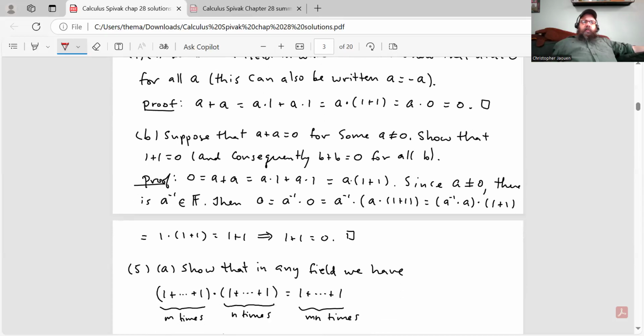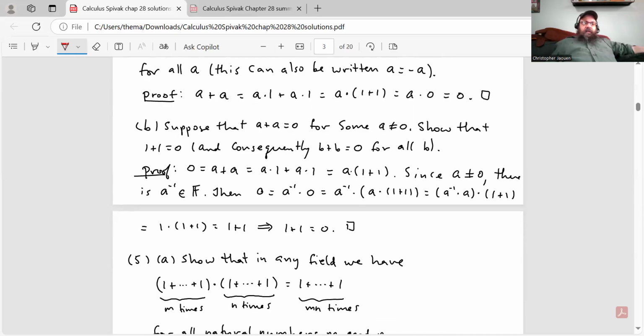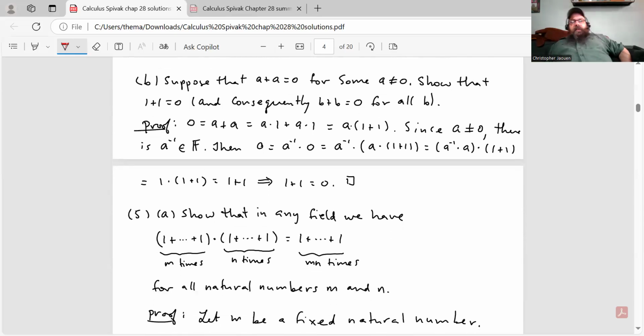Part B says, suppose that A plus A equals 0 for some A not 0. Show that 1 plus 1 equals 0, and consequently B plus B equals 0 for all B. So here's my proof. So 0 equals A plus A, which is equal to A times 1 plus A times 1, which is, again by the distributive law, you can factor out the A, which gives you A times (1 plus 1).